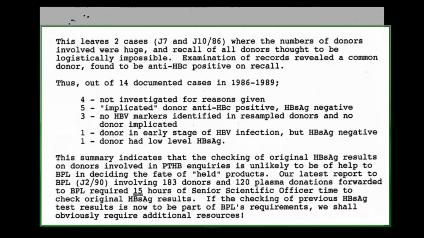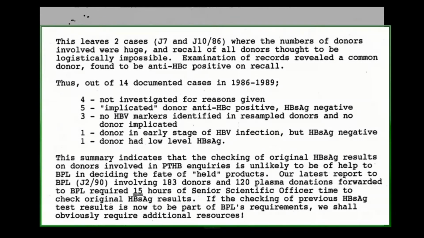Our latest report to BPL involving 183 donors and 120 plasma donations forwarded to BPL required 15 hours of senior scientific officer time to check original surface antigen results. If the checking of previous surface antigen test results is now to be part of BPL's requirements, we shall obviously require additional resources.